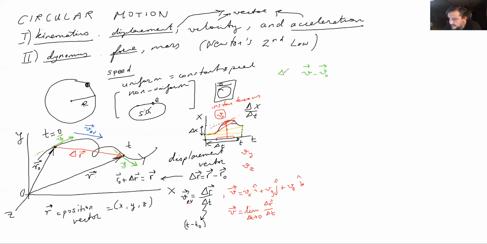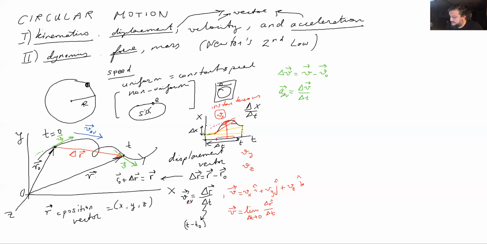Okay, this will be called delta v, of course. Remember, delta is difference. So that's delta v, v minus v naught. Why do I need this? Because I'm going to do the same trick I did over here. I'm going to divide it by delta t and call this average acceleration vector. All right. Now, the direction of this vector, where does it point at? Okay, now that's important.